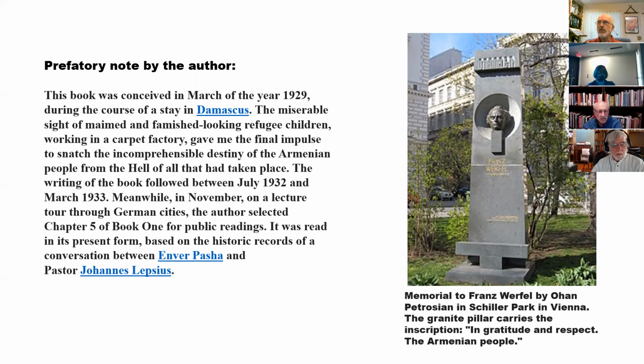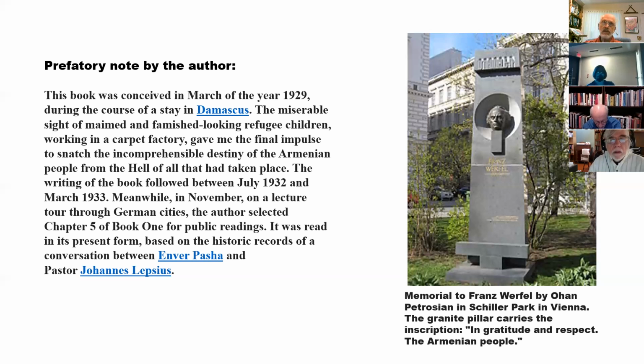The writing of the book followed between July 1932 and March 1933. Meanwhile, in November, on a lecture tour through German cities, the author selected Chapter 5 of Book 1 for public readings. It was read in its present form based on the historic records of a conversation between Enver Pasha and Pastor Johannes Lepsius. Lepsius was a missionary who was also trying to save the Armenians. And on the right side, we see a memorial by an Armenian sculptor in Vienna. In gratitude and respect, the Armenian people.